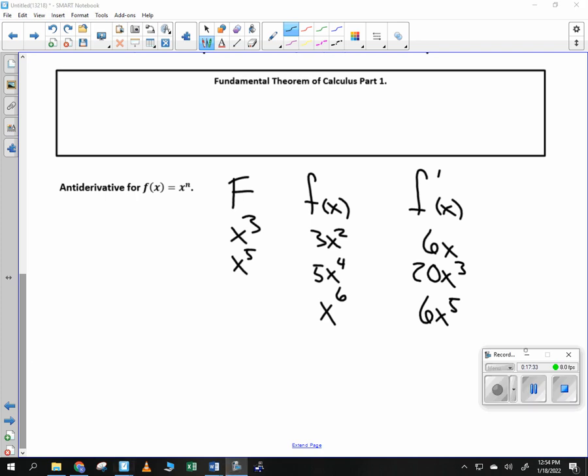3, 2, 1. Folks, let's notice a pattern. What happens to the degree every time you take a derivative? You subtract 1, right? So if you're going to go this way, you're going to add 1. So we know it's going to be an x to the 7th, right? Anybody come up with it? x to the 7th over 7. Yeah, or 1/7 x to the 7th, right?